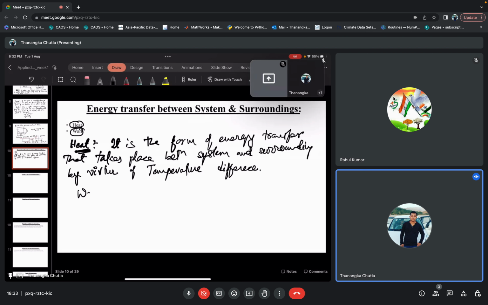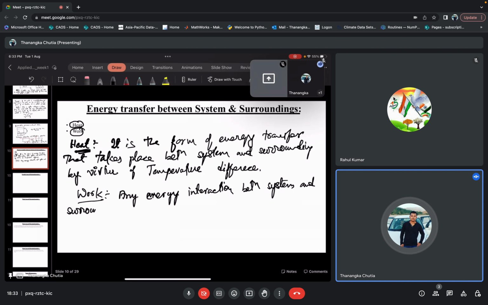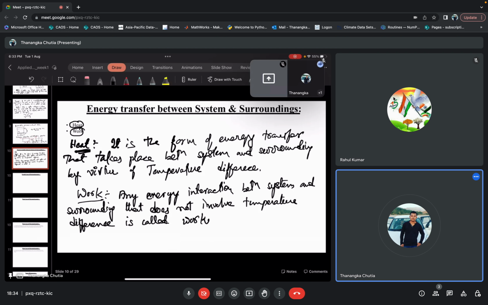Work: any energy interaction between system and surroundings that does not involve temperature difference is called work.